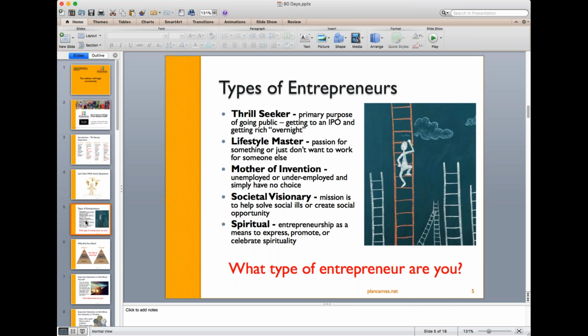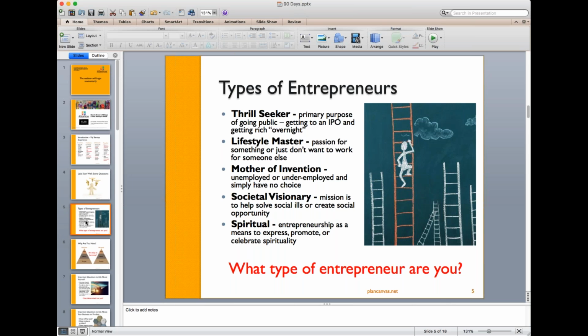So this is somebody who starts a business that is really geared toward solving social ills or creating social opportunity, or perhaps a big part of their business model is giving back to society or to the world or to the neighborhood or community in some form or fashion.